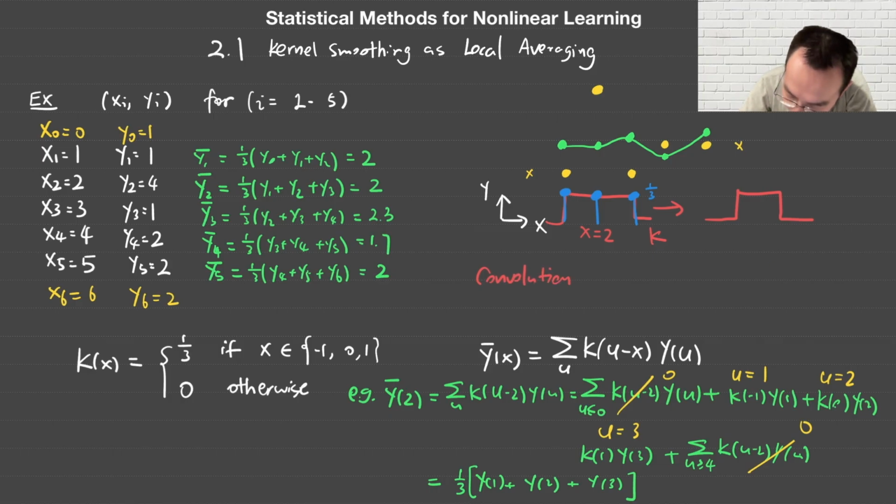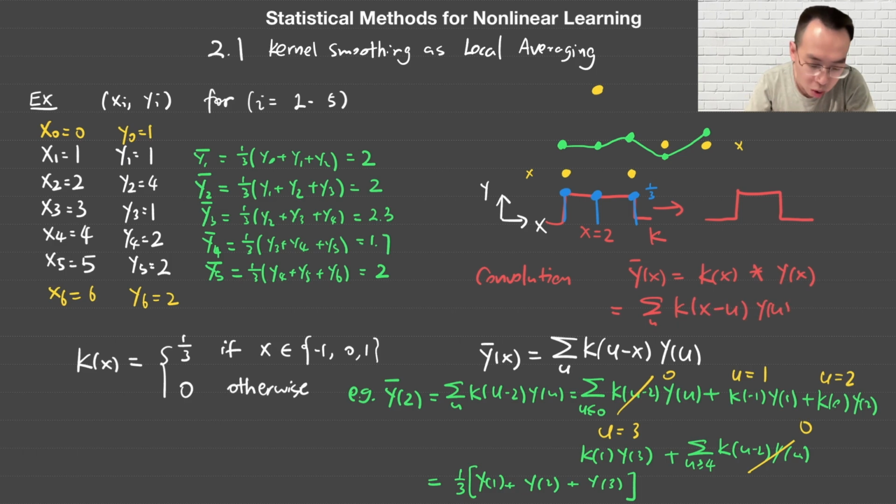And we write that as y bar of x equals k of x star y of x. There's a technical note here about the sign of this convolution. I think it's the integral of k(x minus u) times y(u). But you'll see here that our function k is symmetric, so it doesn't really matter. For most of our local averaging formulas, we're just going to use the symmetric function k.